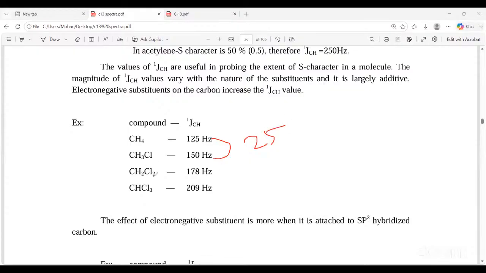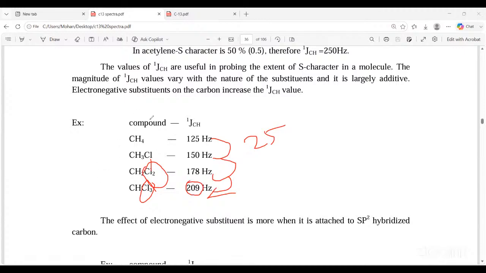Then we substitute one more chlorine, so there are two chlorines. Again you can see some increase in the J value, the coupling constant value. Now finally we replace one more hydrogen with chlorine, so there are three chlorines. Then you can see a further increase in the coupling constant value, like 209.